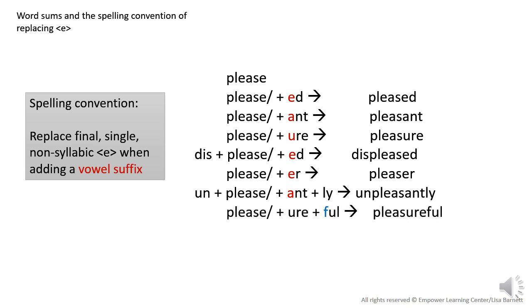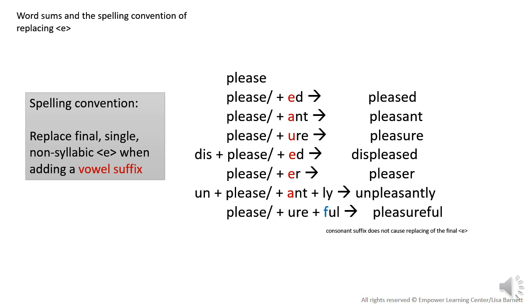And then it is also non-syllabic, meaning silent, or it is not making a syllabic sound. So consider the idea that non-syllabic is silent. So you end up with P-L-E-A-S, replace the E with E-D. You can also replace the E with A-N-T and get pleasant. You can replace the E with U-R-E and get pleasure.